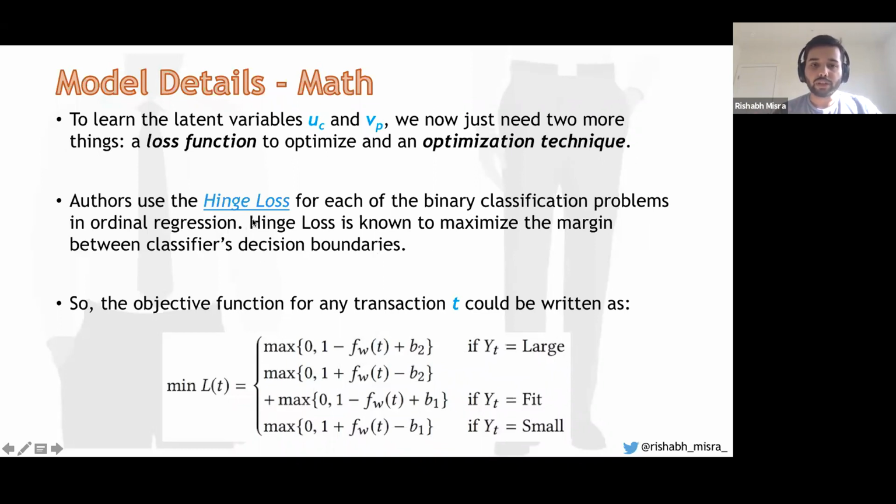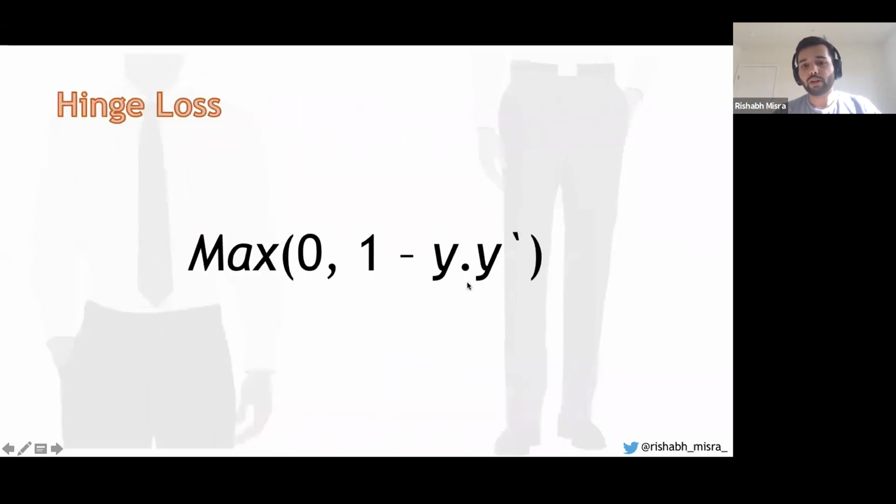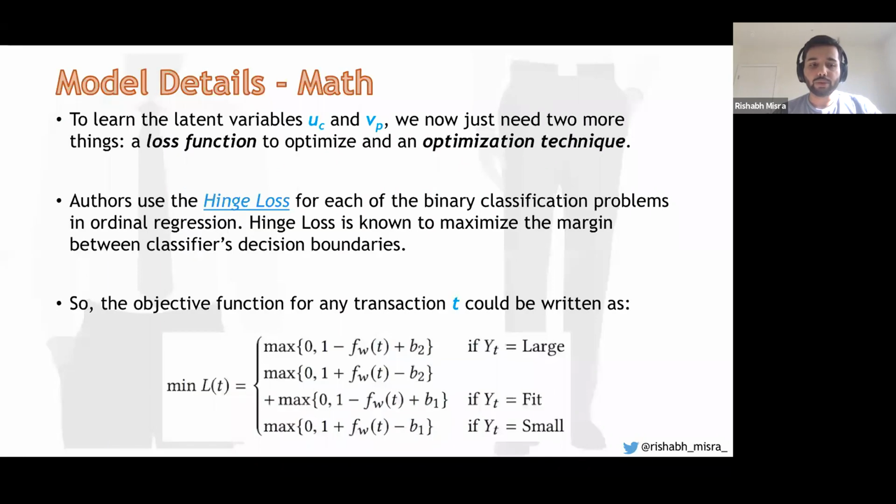And for the loss function, the authors use hinge loss, which is of this form. Essentially, it has a nice property of maximizing the margin. So even though some transaction might be getting classified correctly, hinge loss would ensure that the confidence of that classification is higher. If it is not higher, we'll incur some loss that we'll again try to minimize.